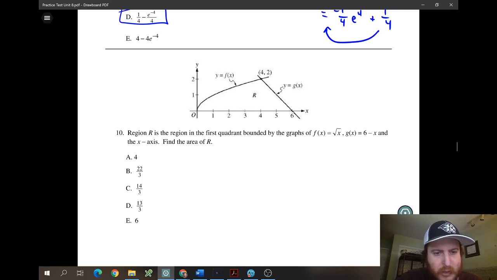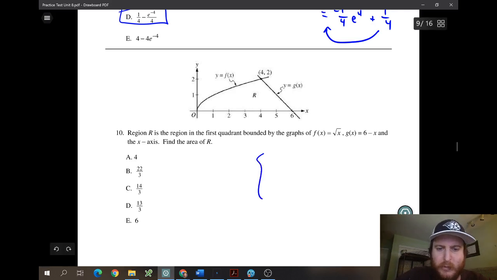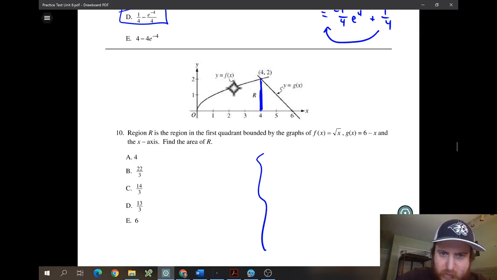There are two ways to do this one. You can either do a right minus left integral, or you can split down the middle, and I like to split down the middle. I find it easier, but I'll show both ways really quickly. So if we split it down the middle, this is the area from 0 to 4 of f of x, and this is the area from 4 to 6 of g of x.